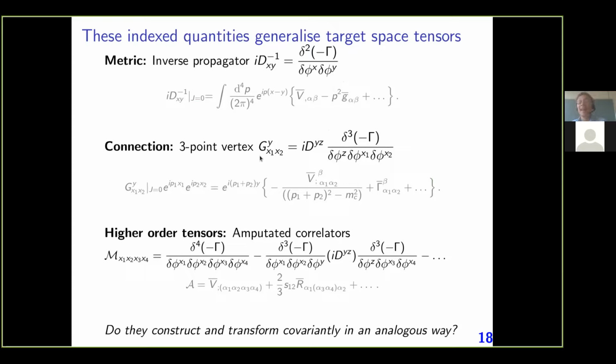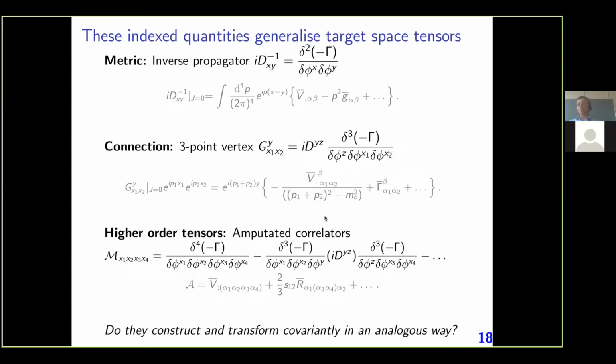Now, the connection that we want to have on configuration space is this new G quantity, which is just a 3-point vertex with one propagator contracted into it. And again, if you go on shell and Fourier transform, you can find the metric space connection hidden in among it, along with different things with different derivative structures.